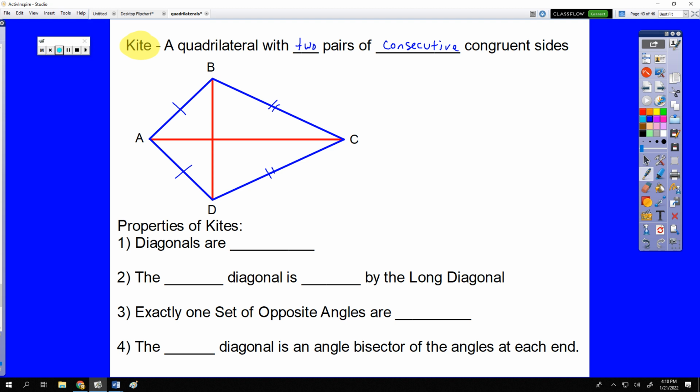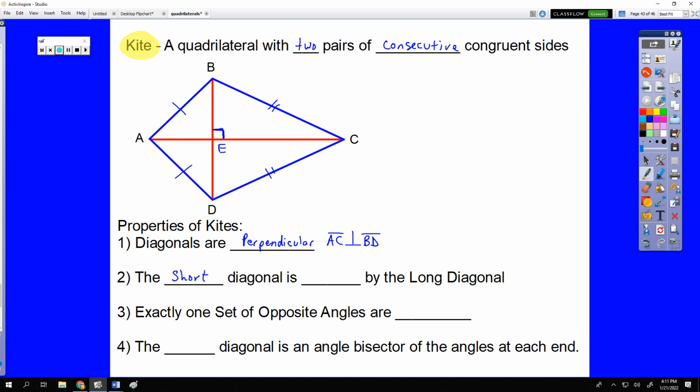The first property is that the diagonals are perpendicular. And what I mean by that is that AC is perpendicular to BD. Which means if I labeled this middle point here E, all four angles in this picture that have a vertex at point E are right angles.